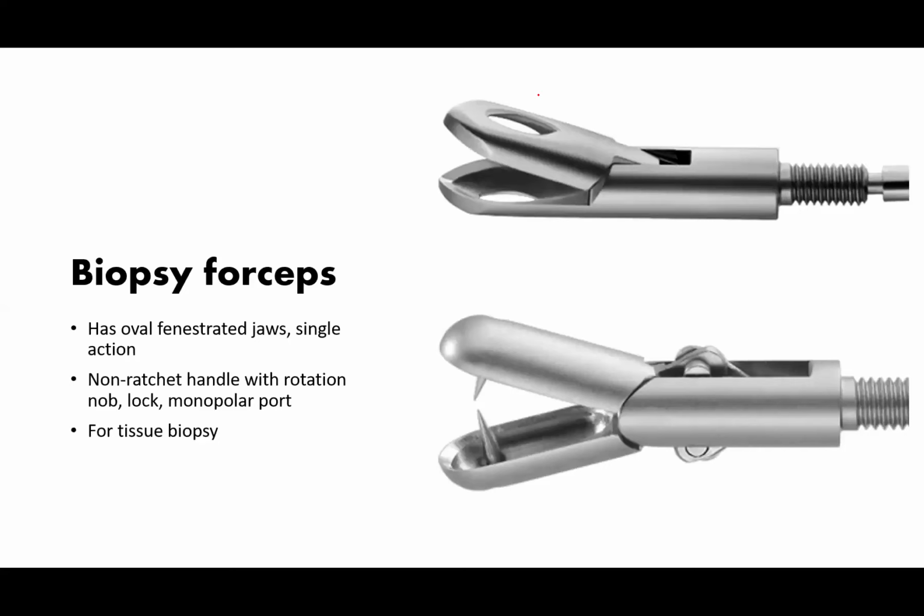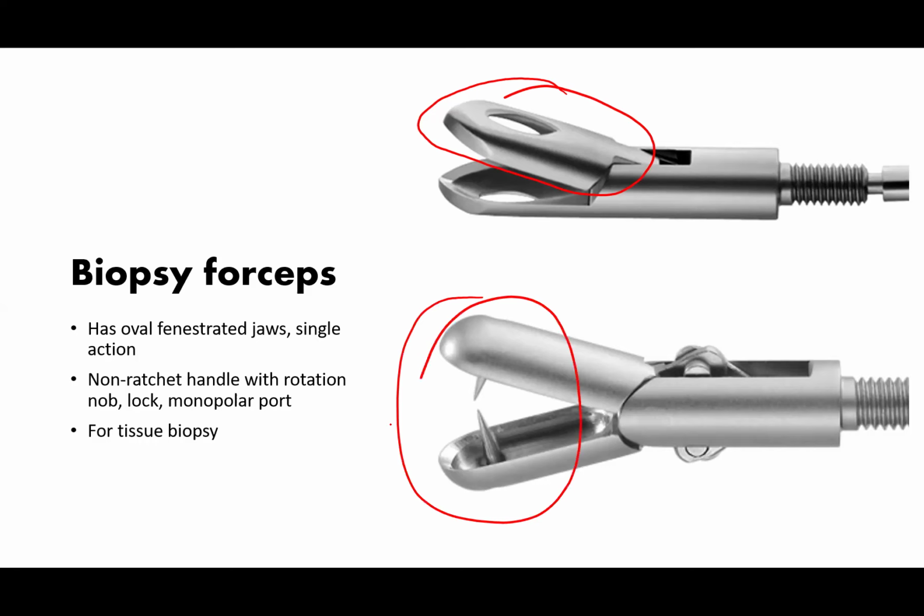Now the biopsy forceps. The biopsy forceps has an oval fenestrated jaw and it's a single action, meaning only one of the blades will move. Okay, it has a non-ratcheted handle with rotation knob, lock, and it could also have a monopolar port for insertion of a monopolar cable. For tissue biopsy, you can also have a biopsy forceps that has two pins within the blade so that it picks the tissue and the tissue doesn't fall out. For this type of tip, when it grabs the tissue, you have less chance of losing that tissue because of these two pins.